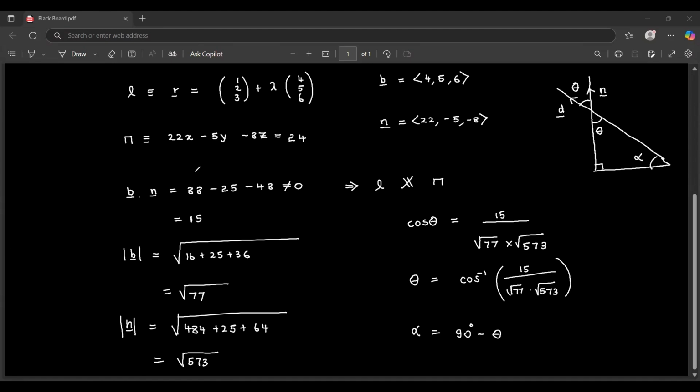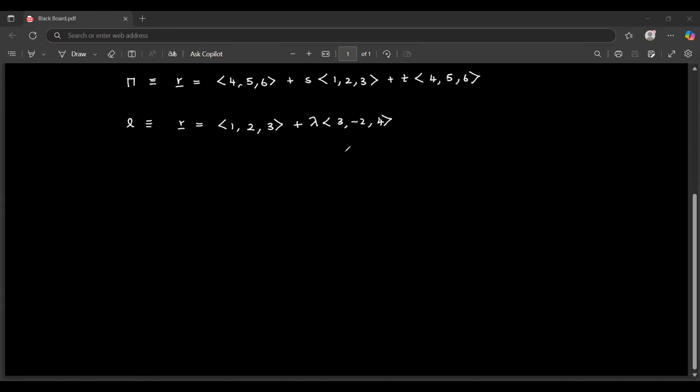Then what you have to do, if it is not equal to 0, we can go to the other steps and find the angle. Okay, now let's do another question. In this question, we have been given the plane phi and the line L. But the thing is, it is not in Cartesian equation form, so we have to find the Cartesian equation.